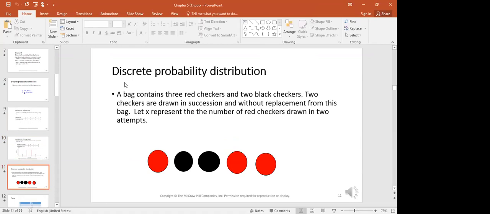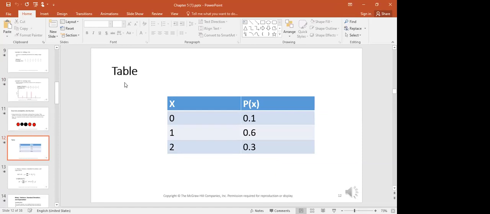Let's consider another example here. A bag contains 3 red checkers and 2 black checkers. 2 checkers are drawn in succession and without replacement from this bag. Let X represent the number of red checkers drawn in 2 attempts. So we can have 0, 1, or 2.